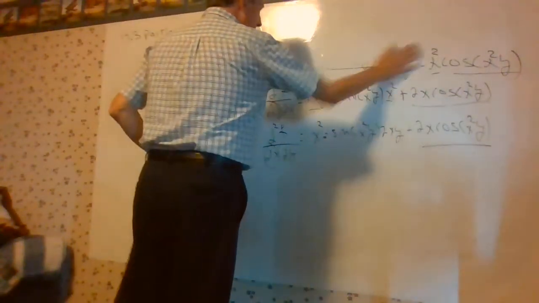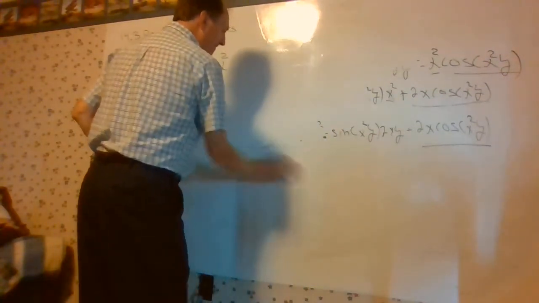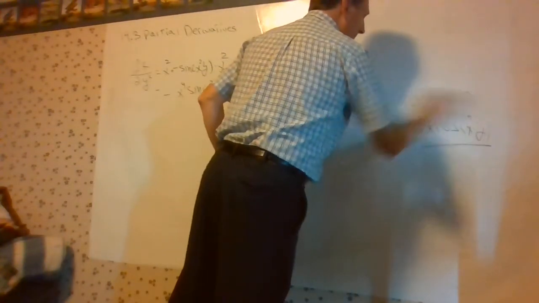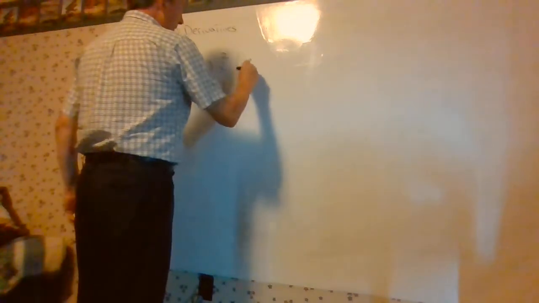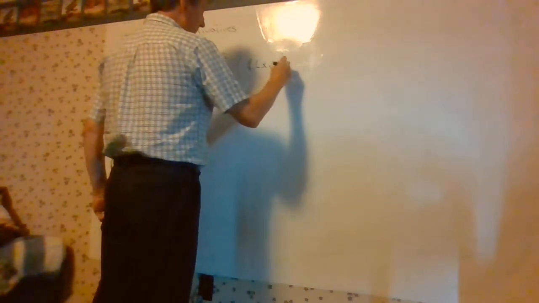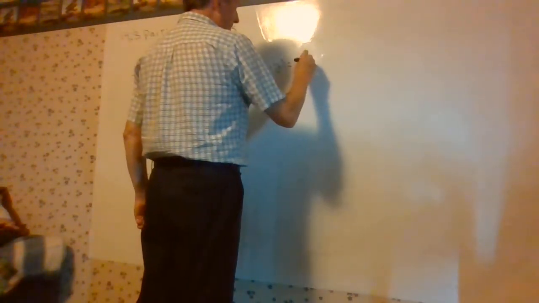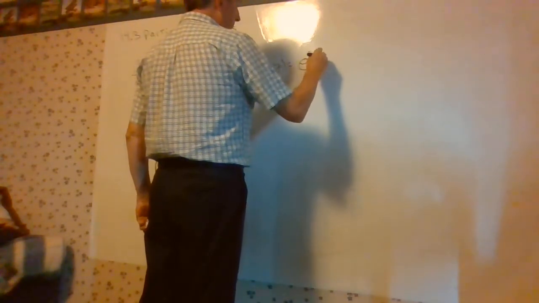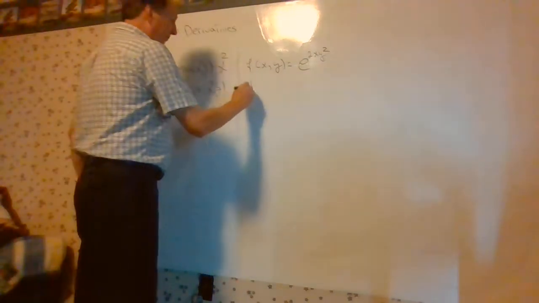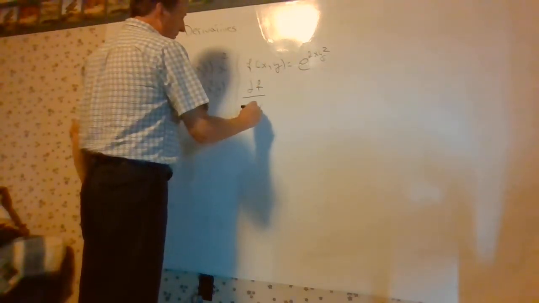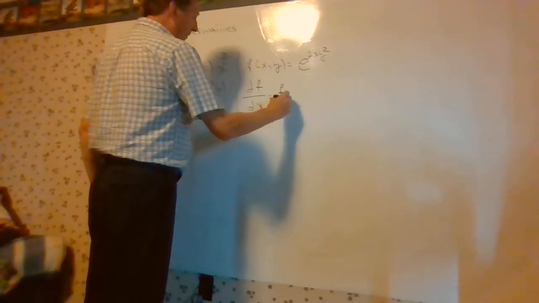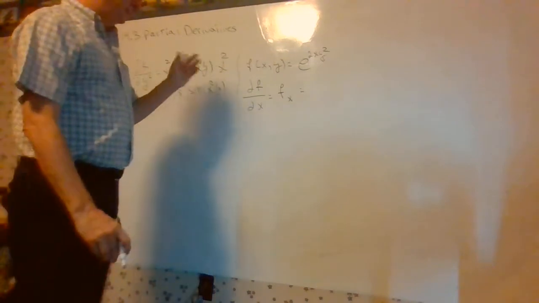Let's look at a couple exponential functions. Again, we'll need the chain rule. Let's suppose we had f of x, y equals e to the 2xy squared. A new notation, instead of partial of f with respect to x, we're just going to say f subscript x. It's less writing.